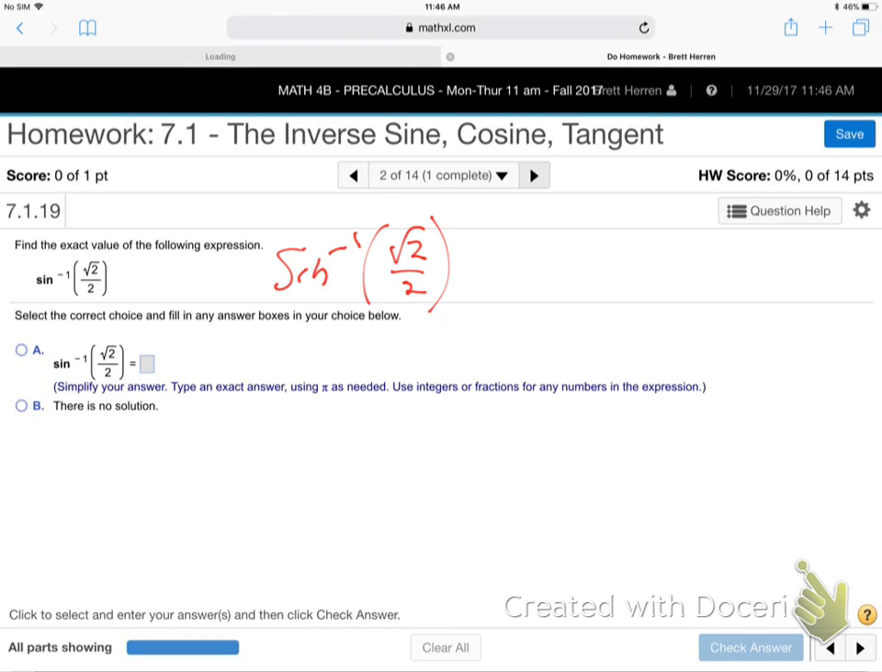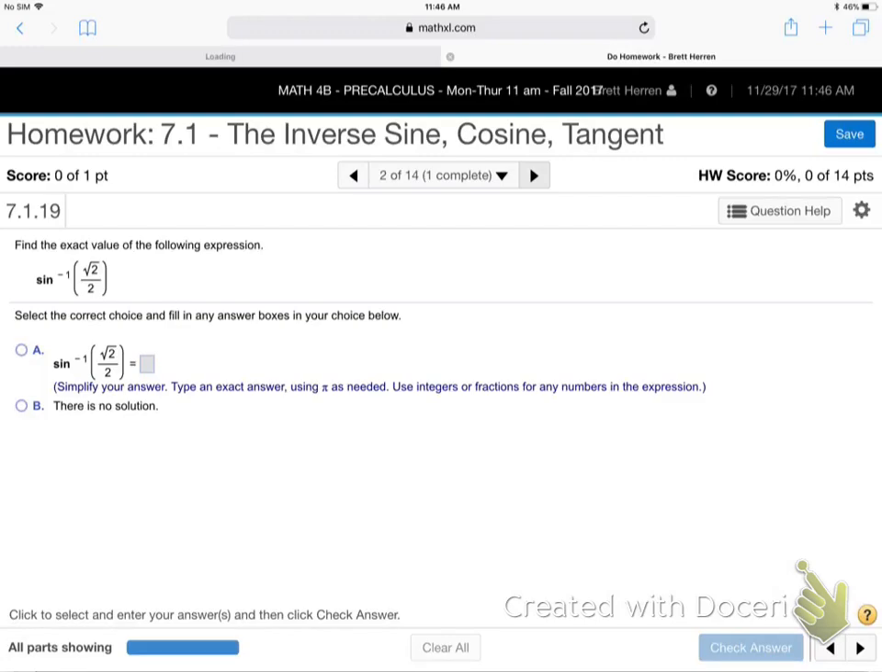Sine inverse of root 2 over 2. So remember, this is an answer, and you're looking for an angle. So go to the unit circle. Pi over 4 or 3 pi? So just look, and remember, you're only going to give one of the 2 answers that you'll see there. It'll be quadrant 1.